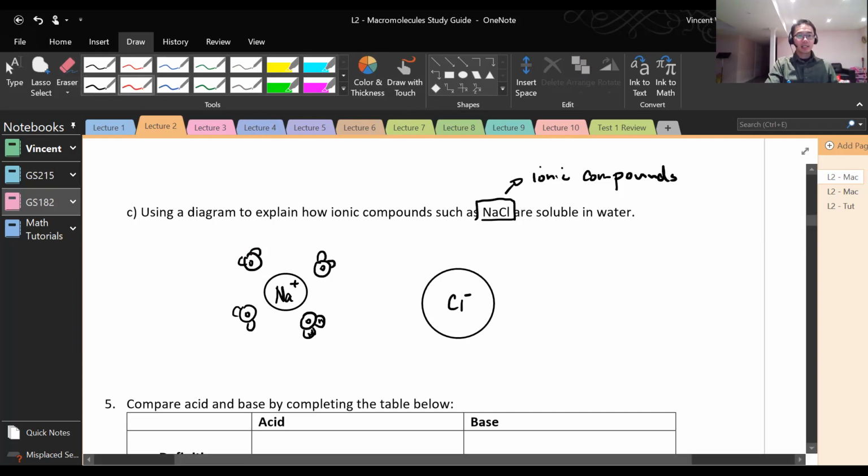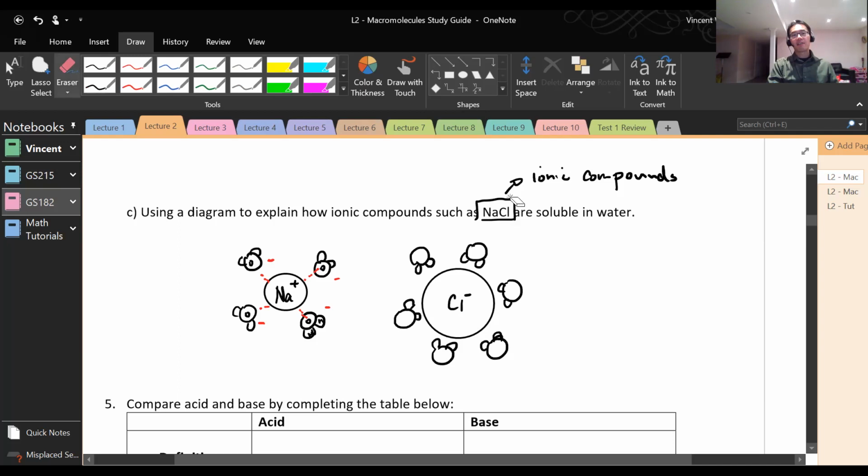Remember, the oxygen is slightly negative, right? Negative, negative, negative, negative. So that kind of surrounds the sodium. On the other hand, for the chlorine, because it's negative, the water molecule would rotate so that the hydrogen is now facing the chlorine. Okay, and it's this ability for water to surround the two parts of the salt separately like this that allows it to dissolve in water.